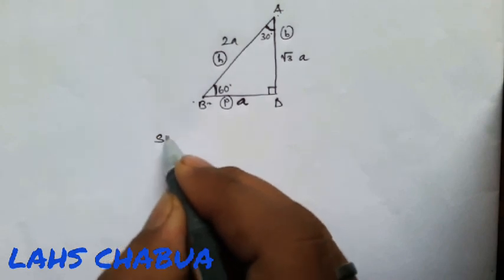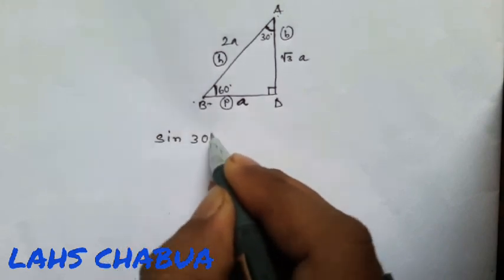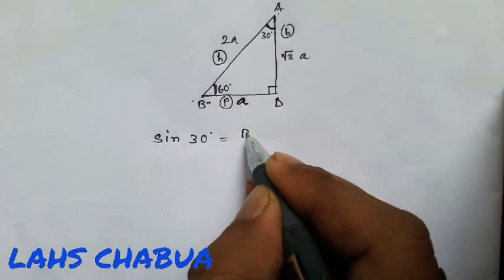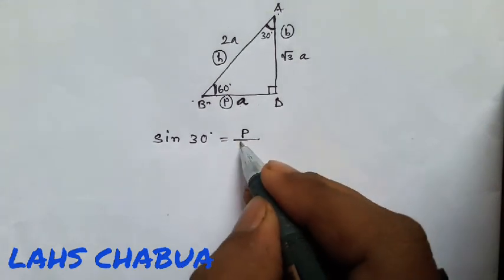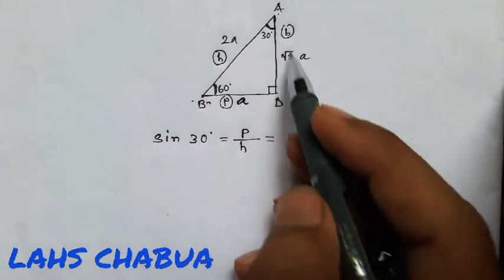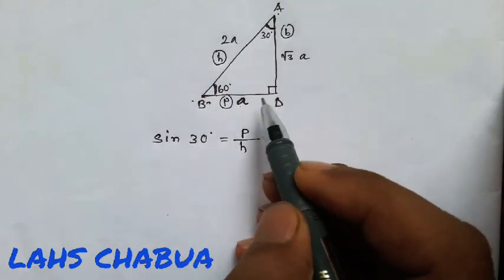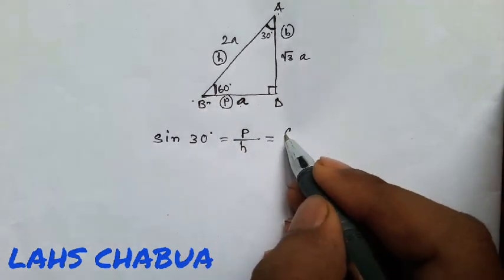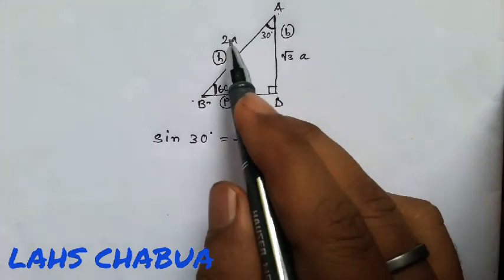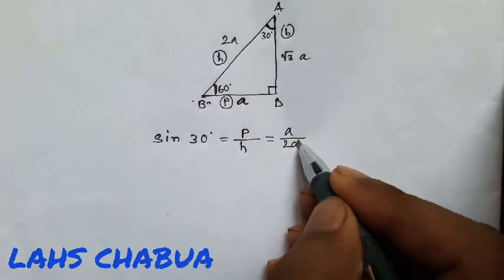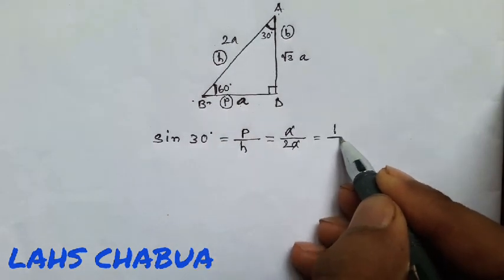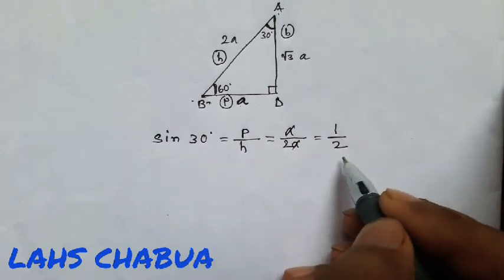That is sin 30 degree, perpendicular upon hypotenuse. Perpendicular, see in the figure, which one is perpendicular? BD is the perpendicular and its value is A unit. A upon hypotenuse is 2A. A and A will get cancelled, and the ratio we got, sin 30 degree value, is 1 by 2.